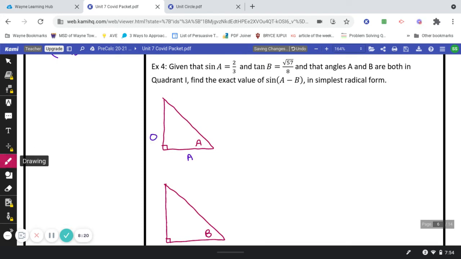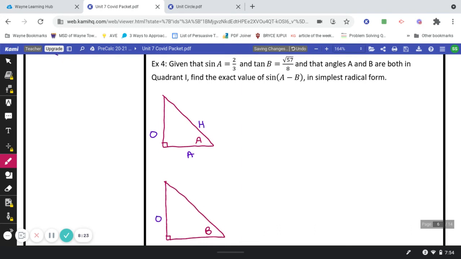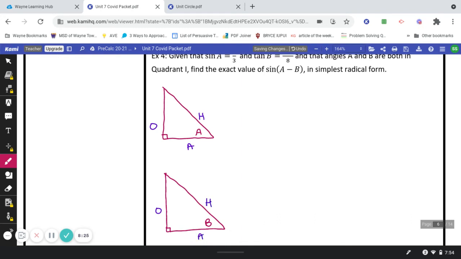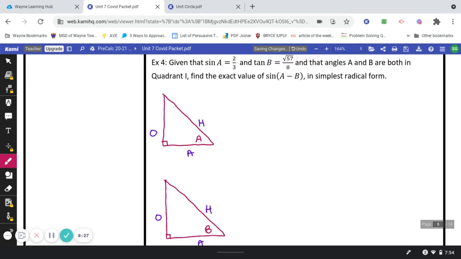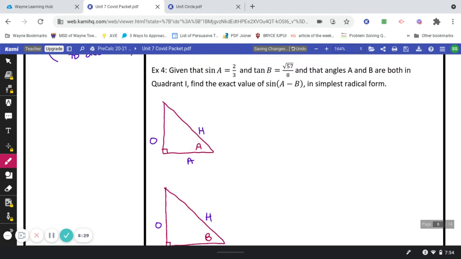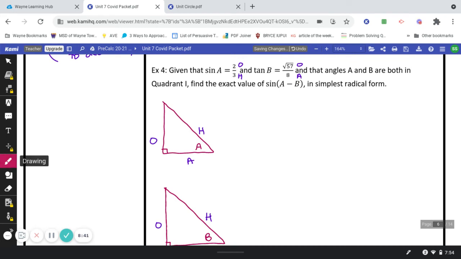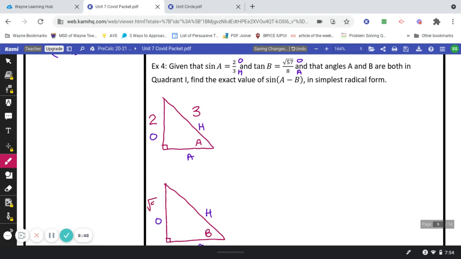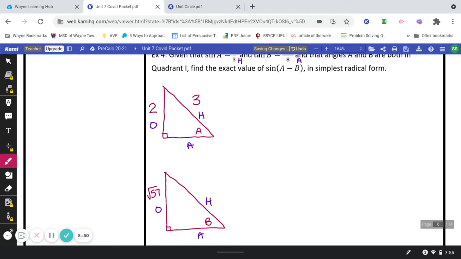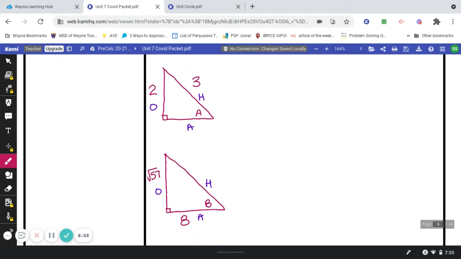I'll label O, A, and H. And I'll put it on as O over H and O over A. So tangent on this one, O over A. Just make sure you get those letters correct. And I'll put my square root of 57 and my 8 on here at the bottom.